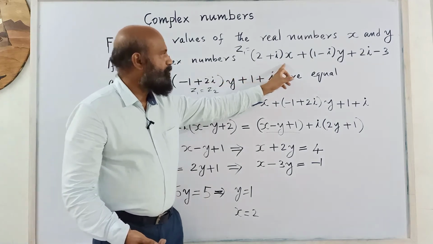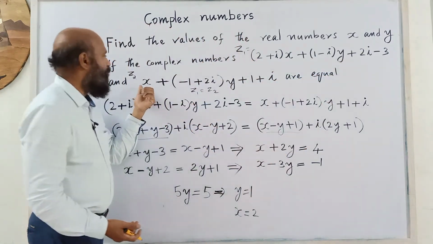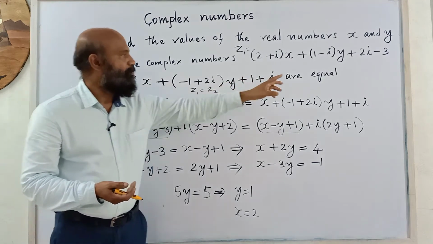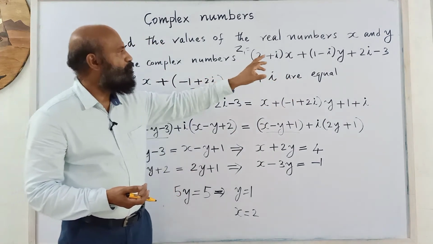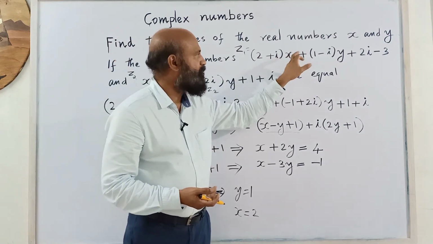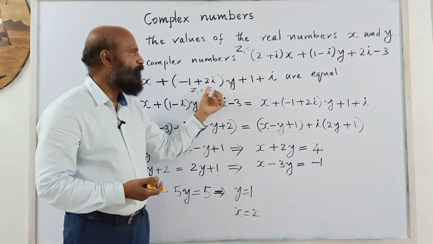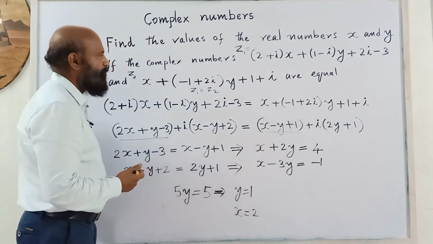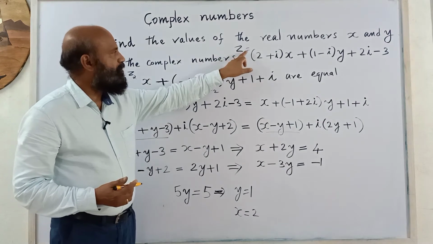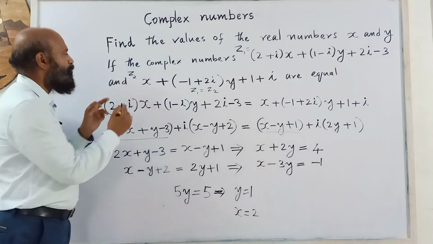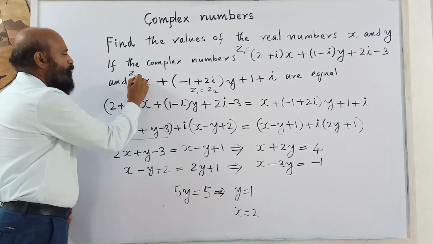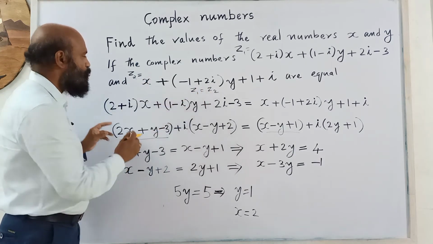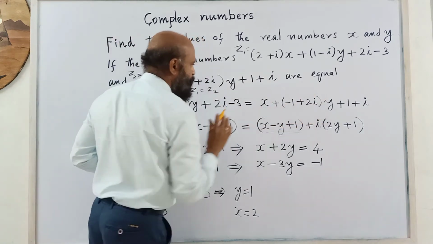In this problem, two complex numbers are given. So this is one complex number. This is another complex number. These two complex numbers are equal. So you have to find out what is the value of x and y. If these two complex numbers are to be equal, what should be the value of x and y? First complex number, let it be z1. Second complex number, let it be z2. So equate z1 is equal to z2.